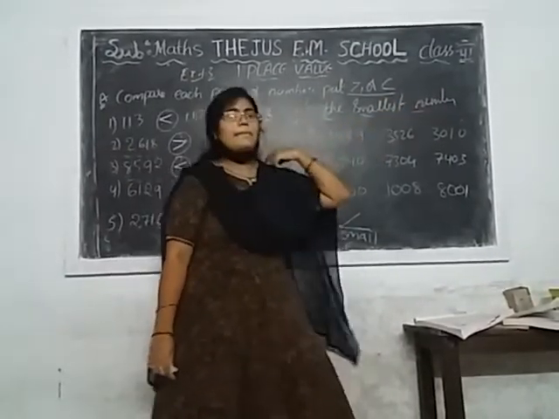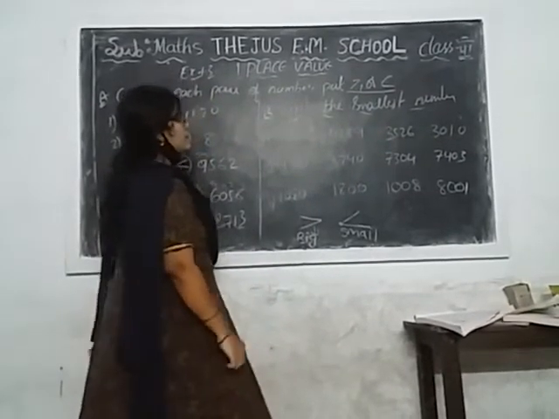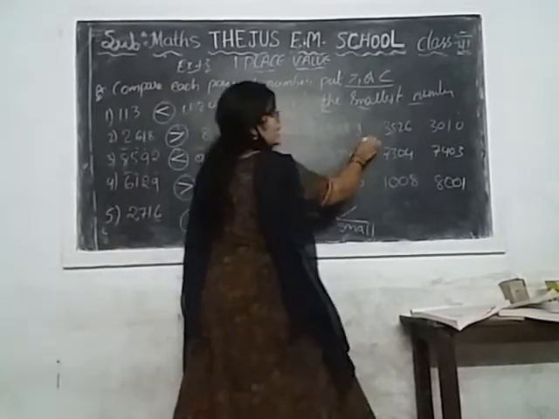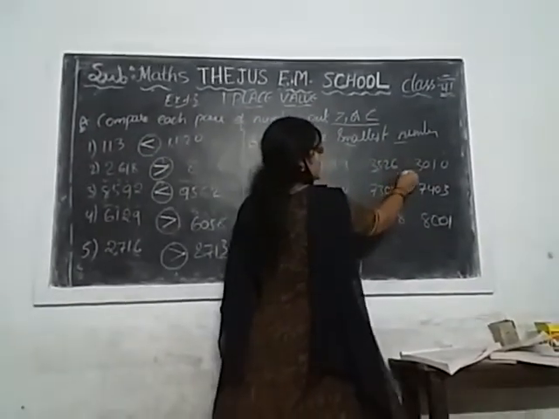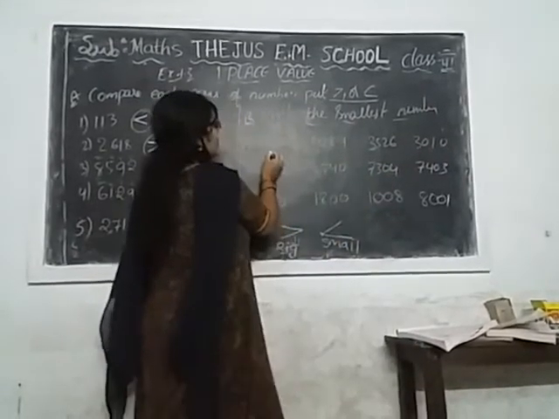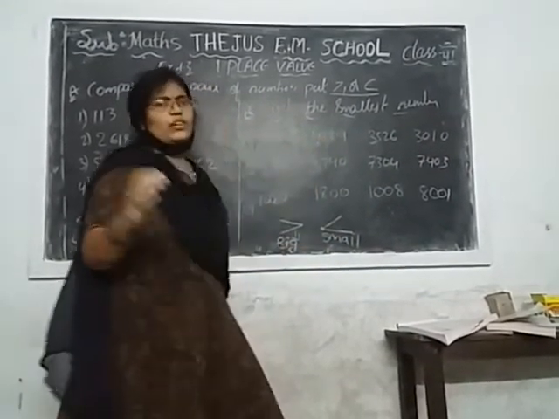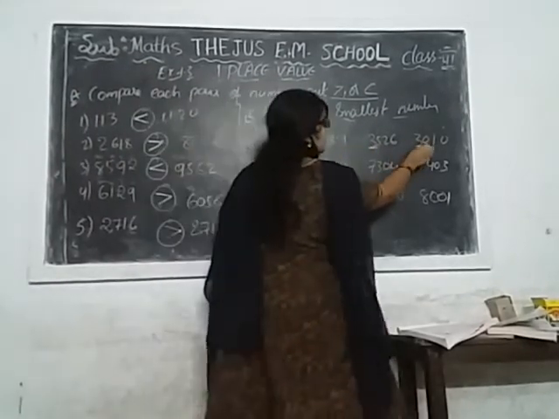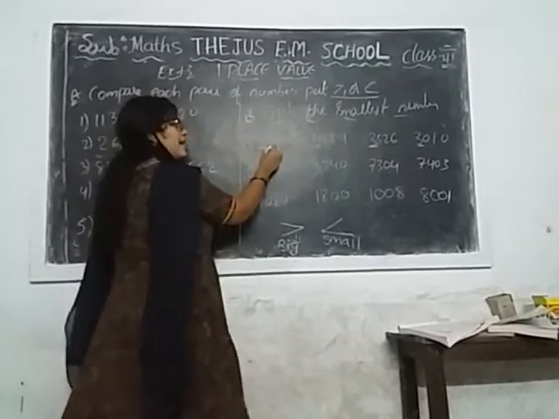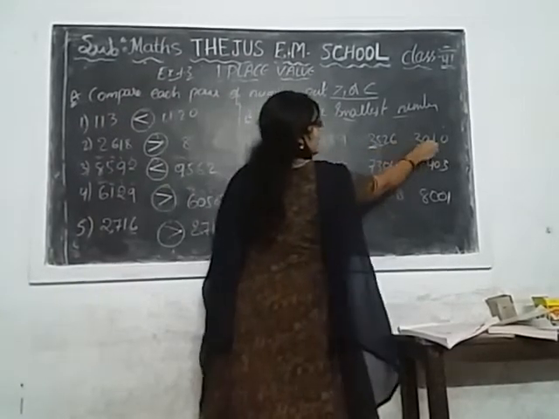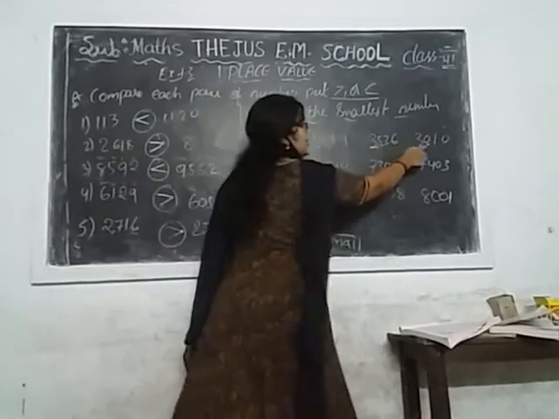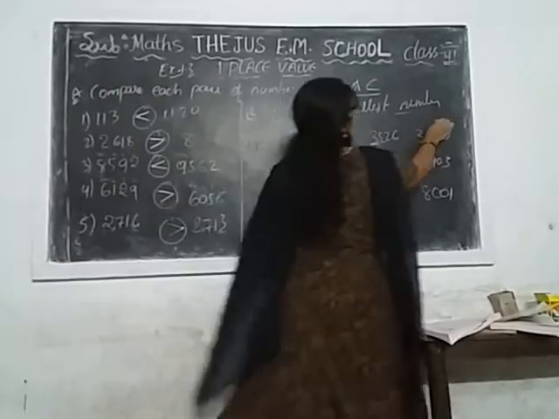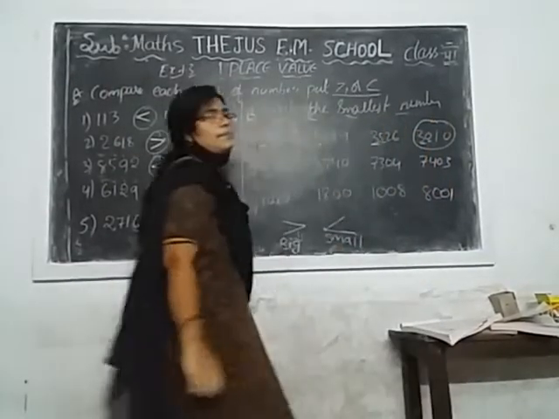Circle the smallest number. We have to circle the smallest number. See, this is 3205, 4289, 3526, 3010. First number, see, this is 4. So big number. We have to circle the smaller number only. See, this is 3, this is 3, this is 3. Equal. Next number 3, 2, 5, 0. So 2, 5, 0. When compared to these three numbers, 0 is the smallest number, right? So 3010 is the smallest number.